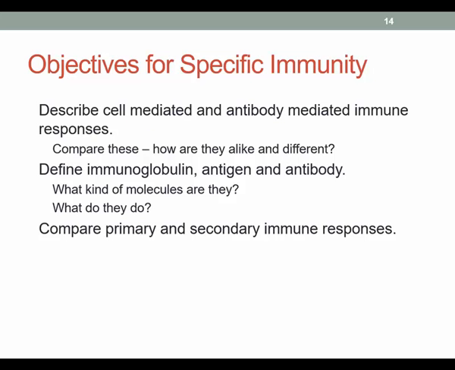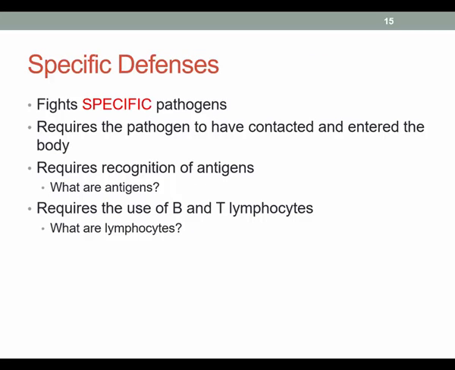So we've talked about non-specific immunity. We're now going to focus on what happens when you want to really kill off the bug. You've got to have the specific immune response to do that. And we're going to compare the two different types of the specific immune response, cell-mediated and antibody-mediated immunity. And you should be able to define immunoglobulin, antigen, antibody, and those types of molecules after you have listened to this second part of this module.